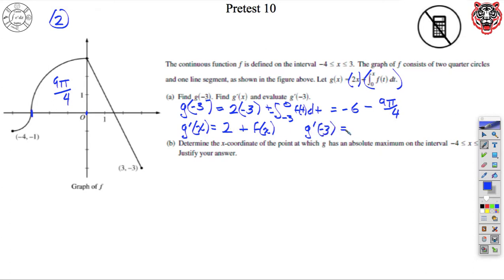This is going to be equal to 2 plus f of -3, and f of -3 is the height at -3. So I go to -3, and the height is 0, so this is going to be 2 plus 0, and that's equal to 2. How to score yourself? This is out of 3 points.